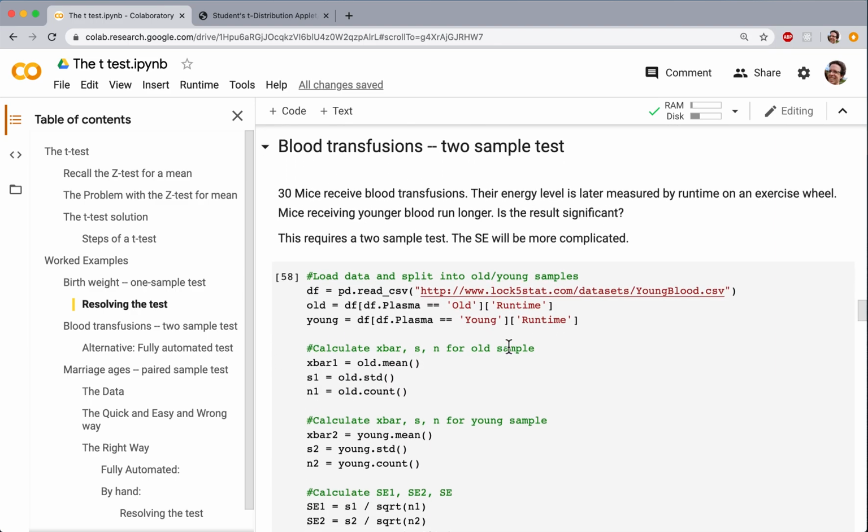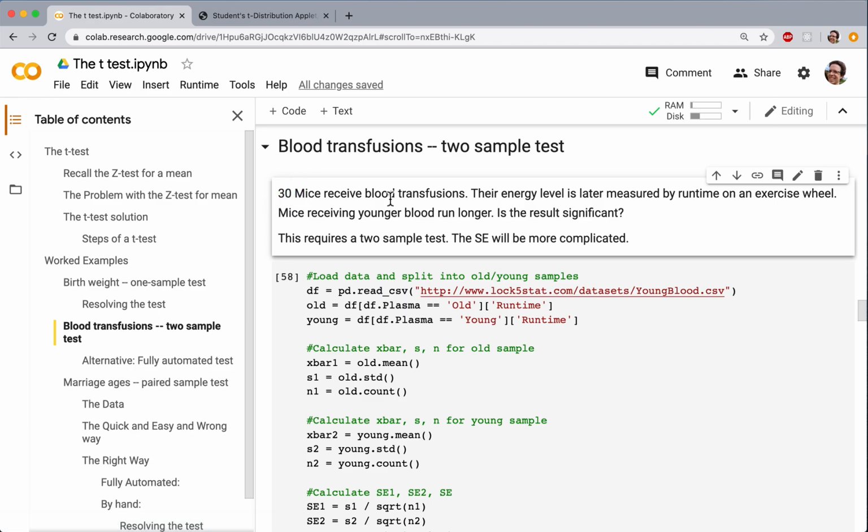In our next example, we're going to be studying this blood transfusions example. This is a better candidate for the t-test because we have a very small sample.